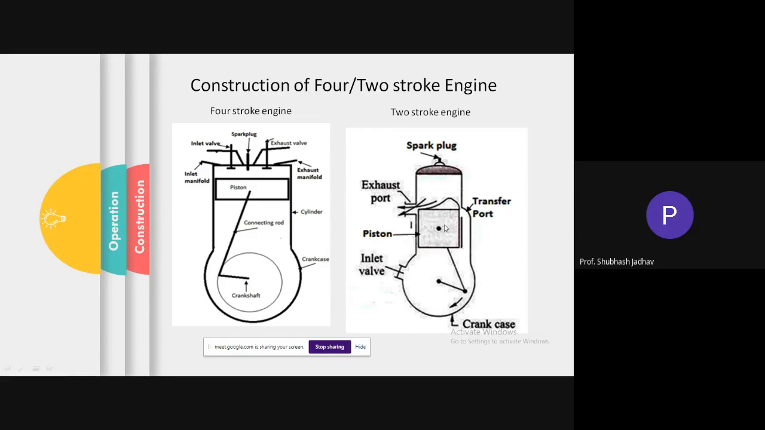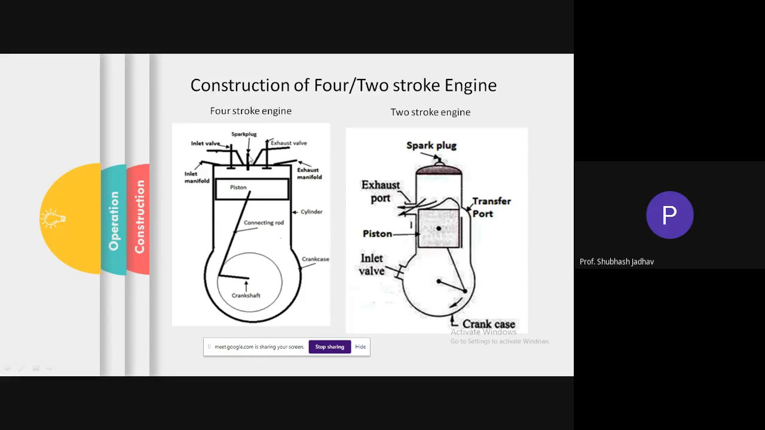So then we have a piston over here. This is your exhaust port, this is your transfer port, this is your piston, this is your connecting rod, this is your crankshaft. Then we have an inlet valve over here. This is a transfer port, this is the spark plug, this is your combustion chamber. Okay, so I think everybody has understood the constructional difference between the two engines.